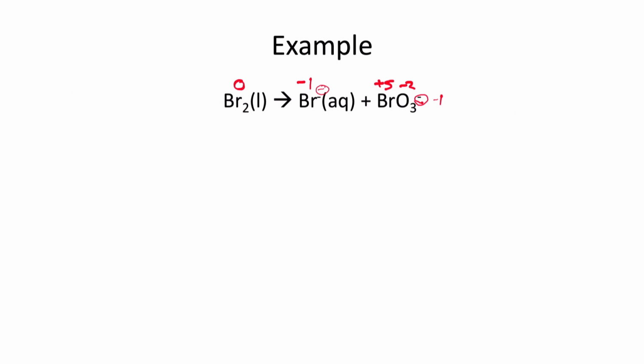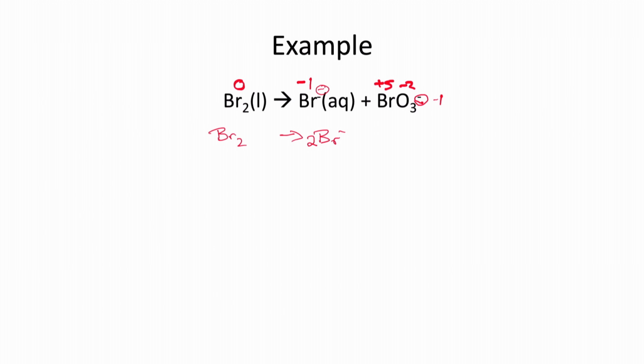So you can see that some of the bromine got reduced from 0 to -1. Some of it actually got oxidized from 0 to +5. So let me write down both of the half reactions. Here's Br2 forming Br minus. This is -1. So now to balance this, I can stick a 2 in front. So now I have 2 Brs.